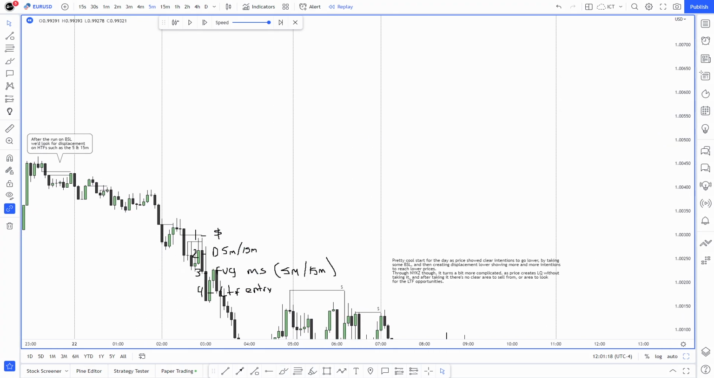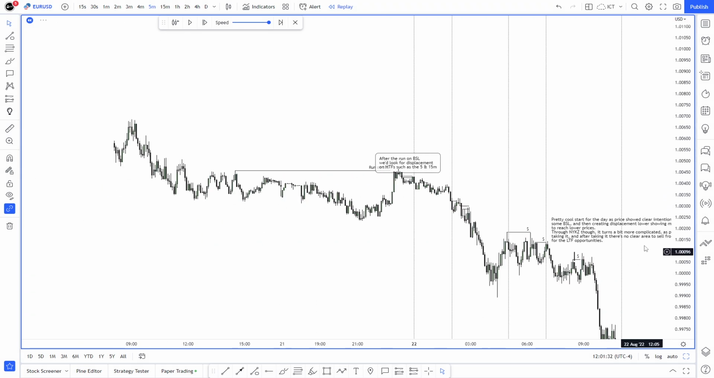You have the 5 minute fair value gap, or 15. Price retraces to that. There's a market shift. There's displacement with a fair value gap in the 1 minute. That's our entry, right? Simple as that. So if you want to, check if there are entries on that. That's pretty much it for Monday.